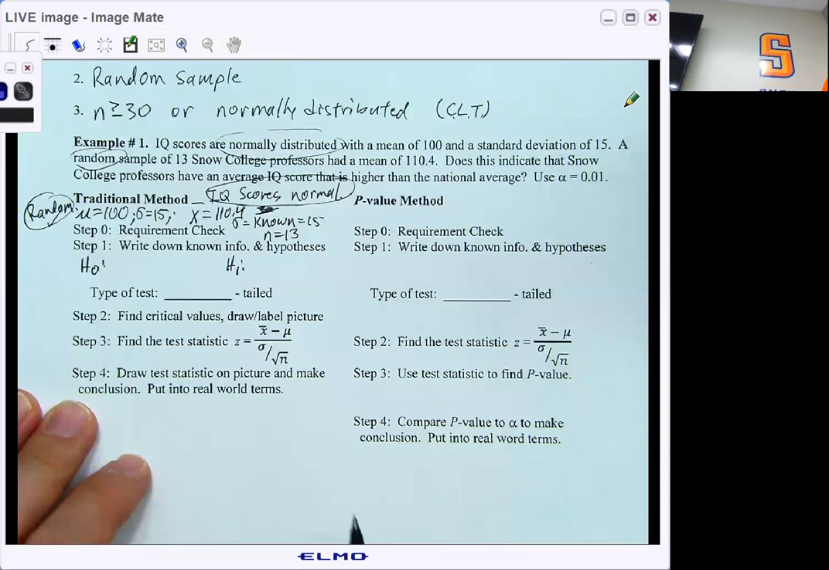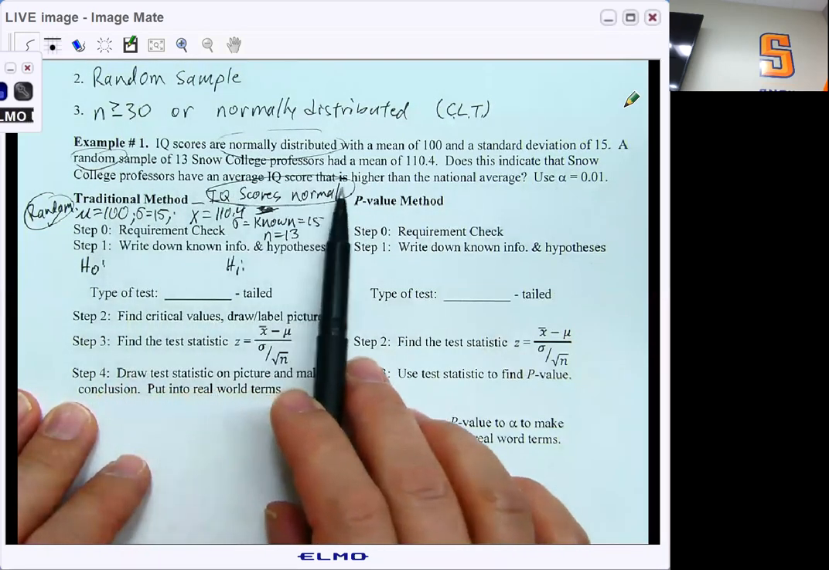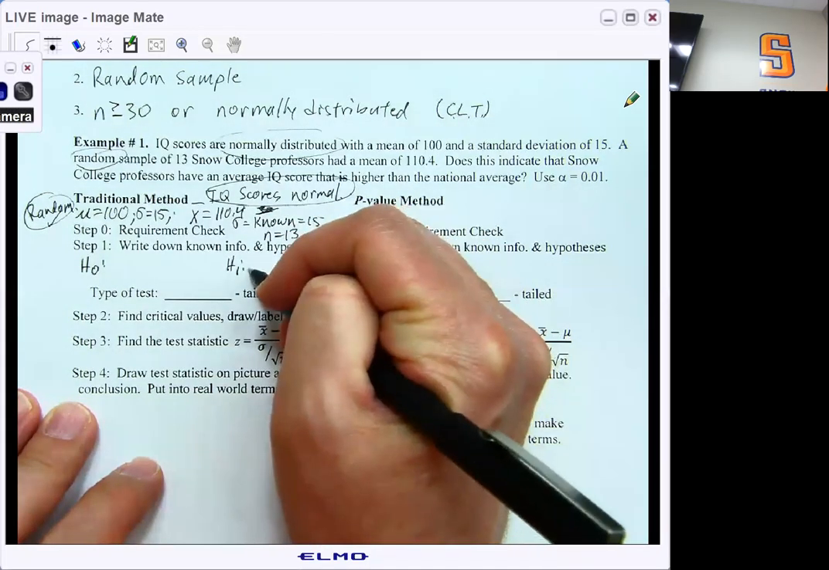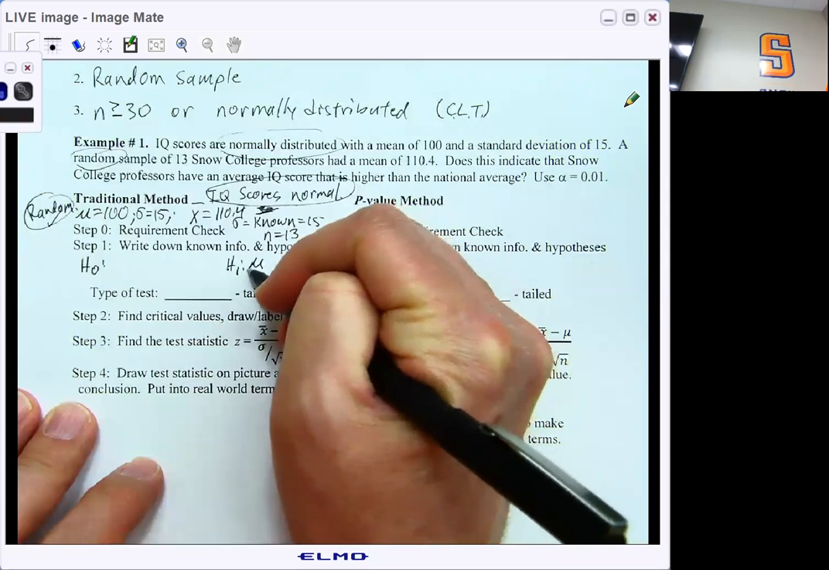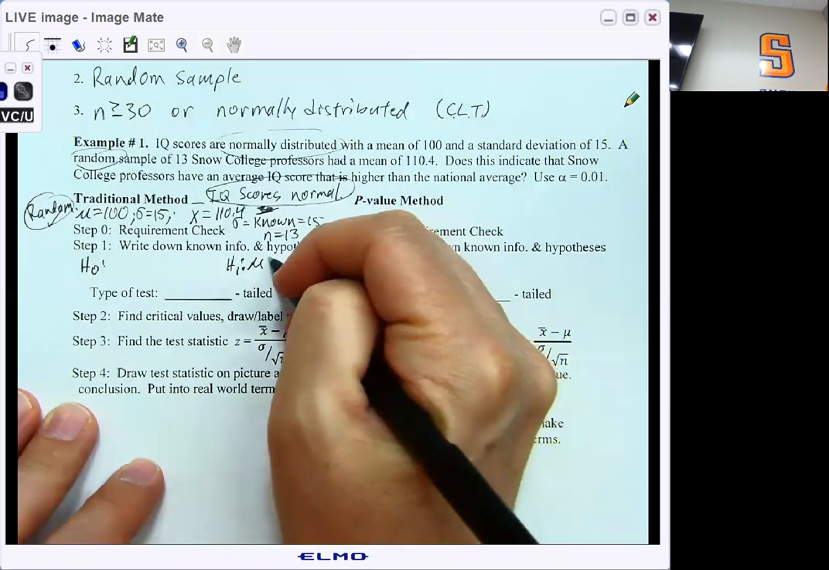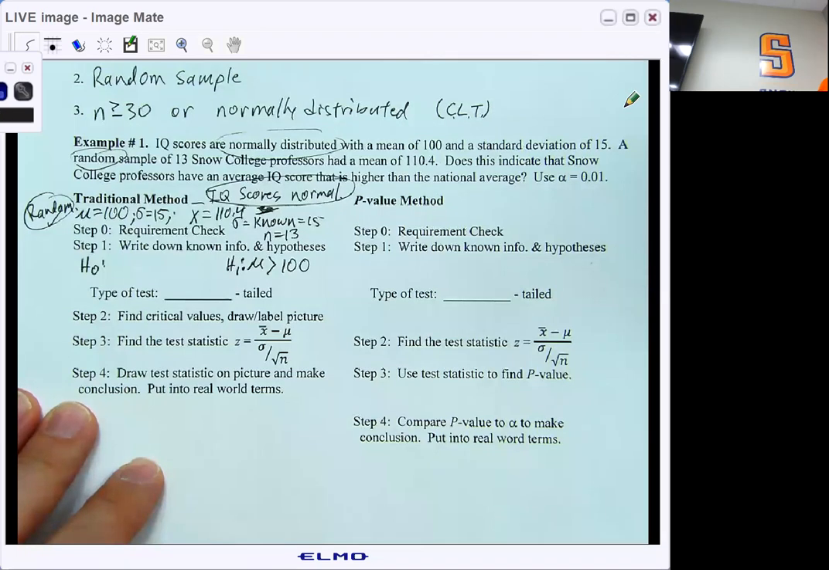The claim that we're putting on trial is that the Snow College professors have an average IQ score that is higher than the national average. So if, instead of asking just 13 Snow College faculty, we ask all Snow College faculty to take the IQ test, what would their average be? We're checking to see if it would be over 100.